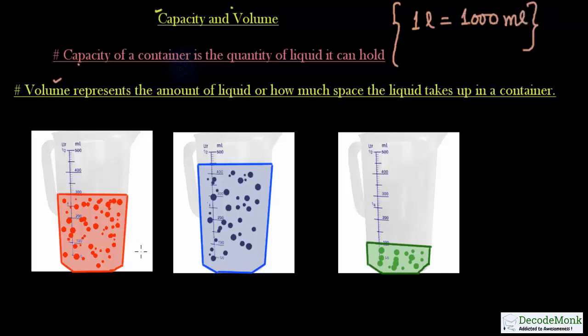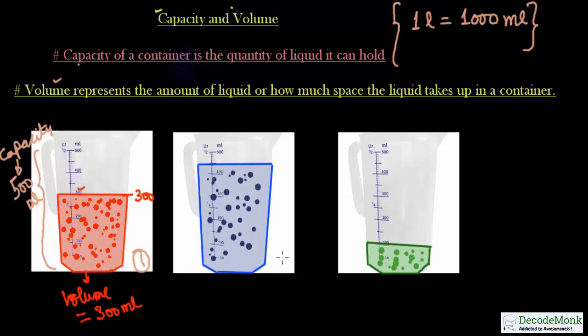Here you see in picture number 1, we can see that the measuring capacity of the beaker is 500 milliliter. So capacity is 500 milliliter. Whereas we can see that the red liquid inside this beaker is filled up to the mark 300. So it is filled up to 300. So we can say that the volume of the liquid inside this beaker is 300 milliliters.